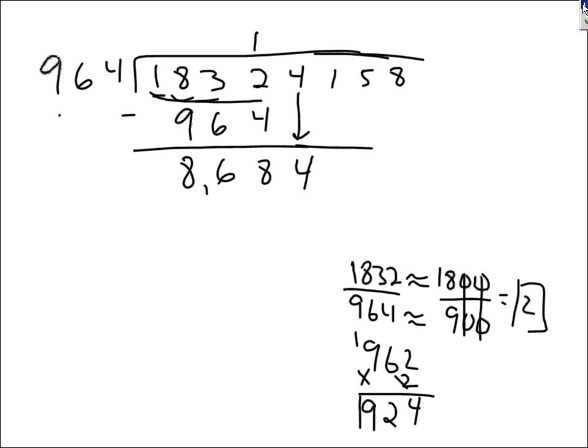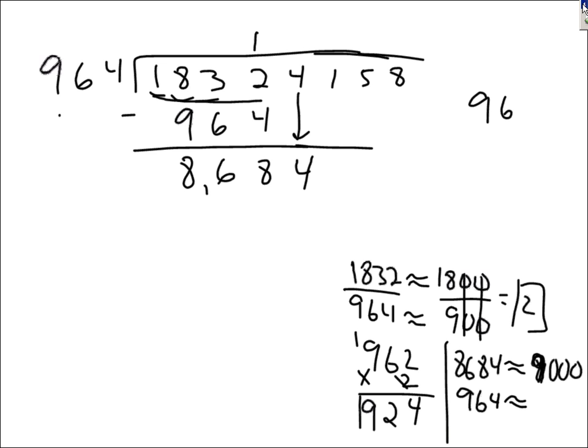This is 8,000. Think of 900 as being close to 1,000. 1,000 goes into 8,000 around 8 times, or exactly 8 times. So that's our starting point. Again, 8684. It's around, actually, maybe you can argue it's closer to 9,000. And 964, why, that's close to 1,000. And 1,000 goes into 9,000 9 times. So let's start with 9.